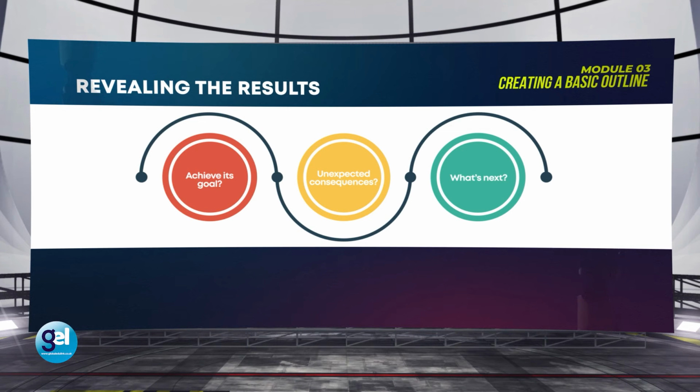Was any outside help required? And if it failed, did it fall some distance short, or was it close enough to be termed a deferment rather than a straight failure? As for unexpected consequences, these can arise in any project.